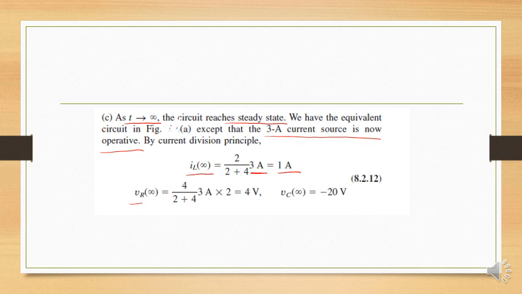And similarly, VR of infinity is equal to 4 over 2 plus 4 into 3 ampere multiplied by 2. This was also given in our previous state, is equal to 4 volts. And VC of infinity is, again, remember, we got the hole in the circuit, and that would be equal to minus 20 volts.